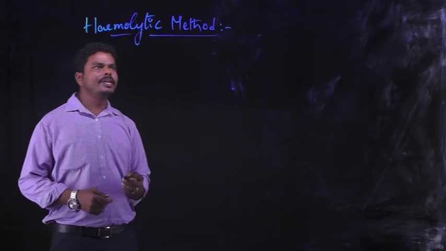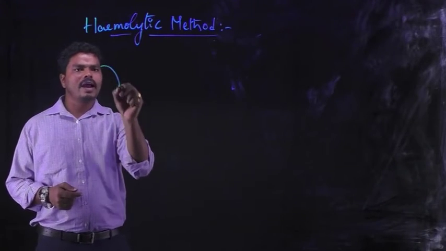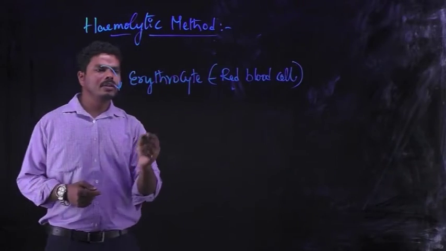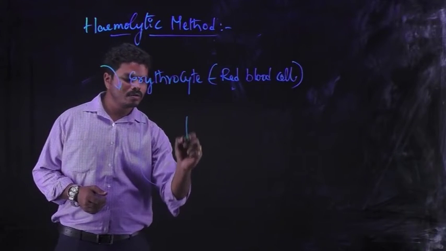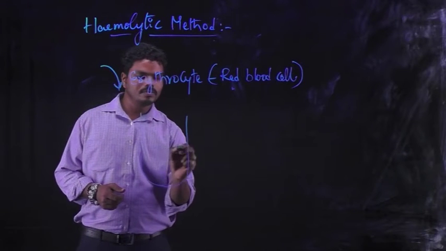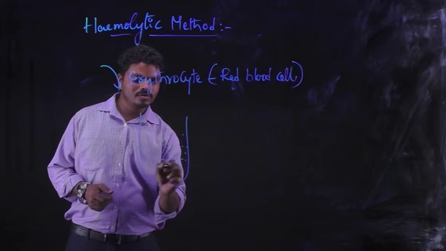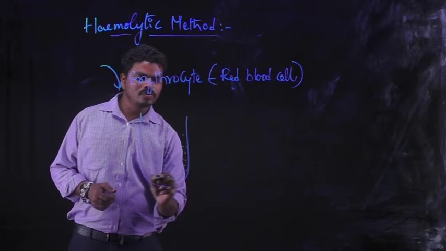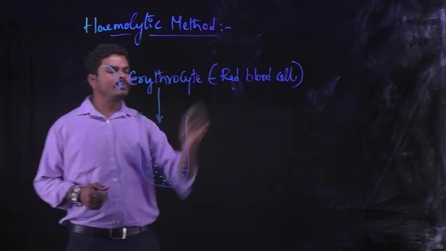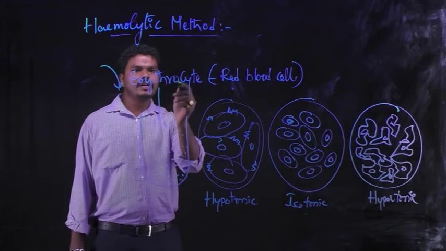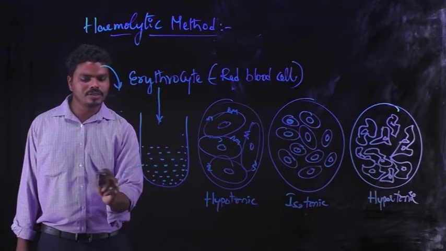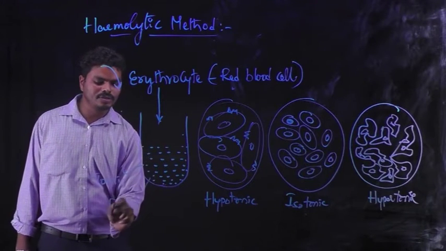And coming to the hemolytic method, in this method we will add the erythrocytes, that are nothing but the red blood cells, to the solution for which we are going to determine the tonicity. So that means to the solution for which we are going to determine the tonicity, we will add the erythrocytes or red blood cells, that is, some of the drug solutions.